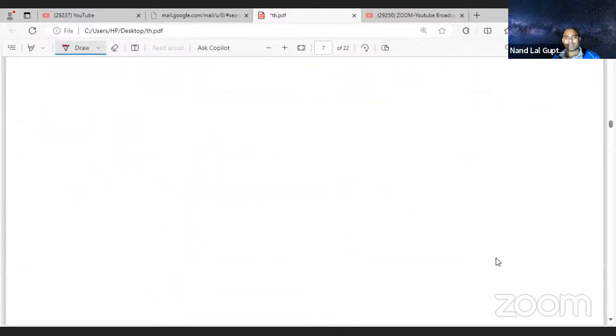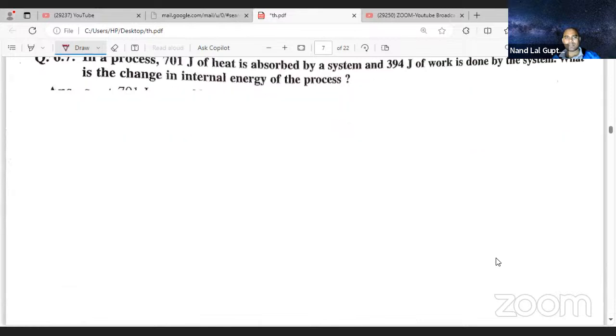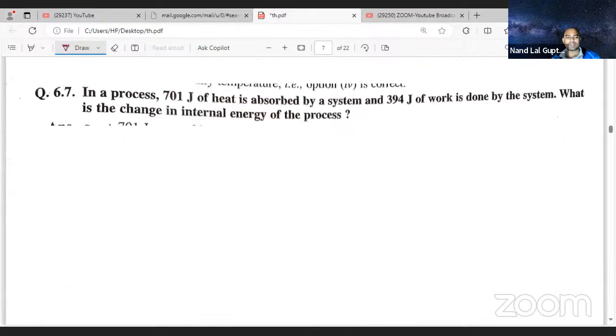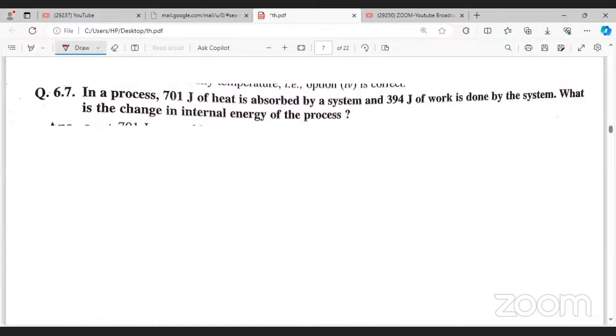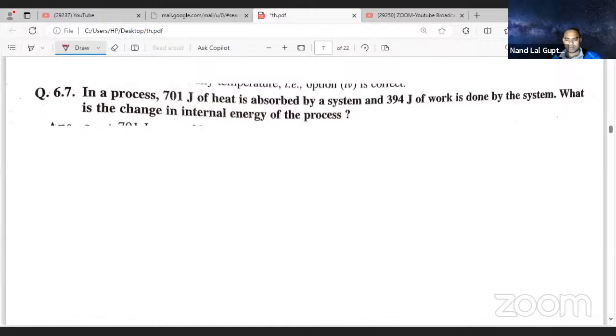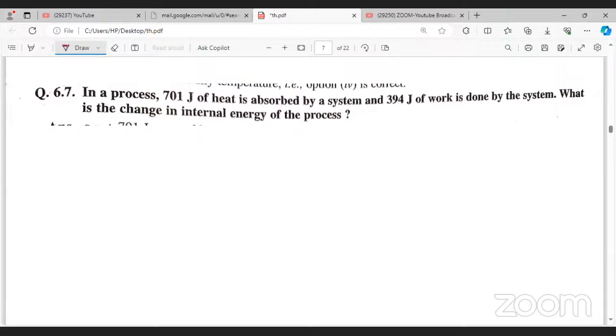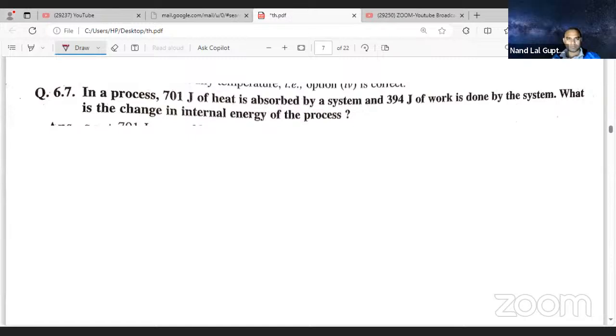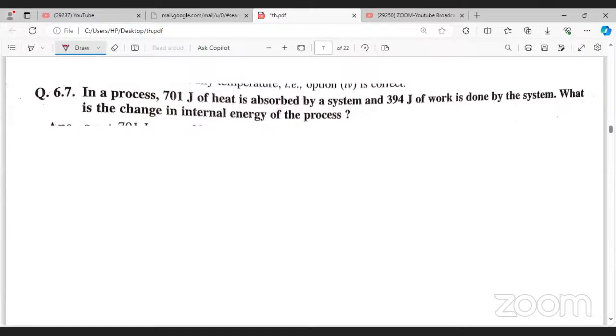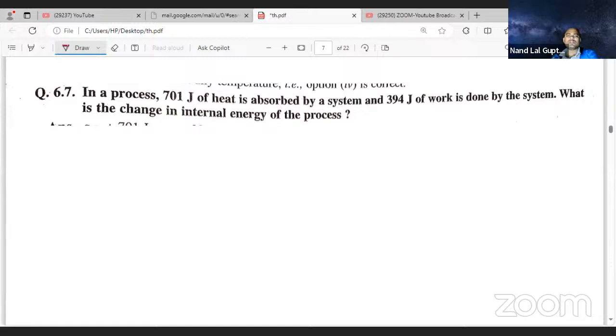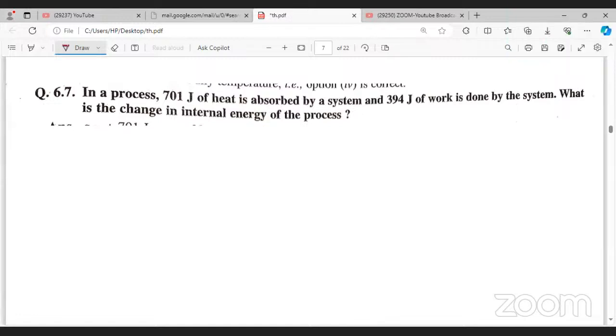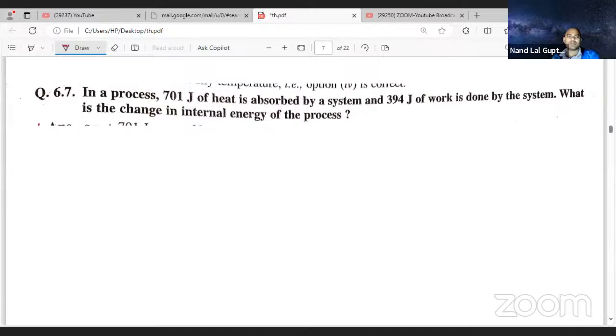Now let us go to the next question. What is the next question? Yeah, this is question number 7. Can you tell me this question? In a process, 701 joule of heat is absorbed by the system, and 394 joule of work is done by the system. Heat absorbed, they are saying 701 joule. This one we did yesterday, 701 minus 394. Solve here.